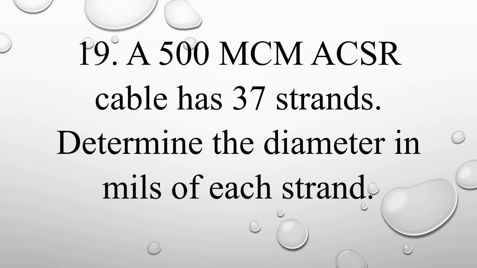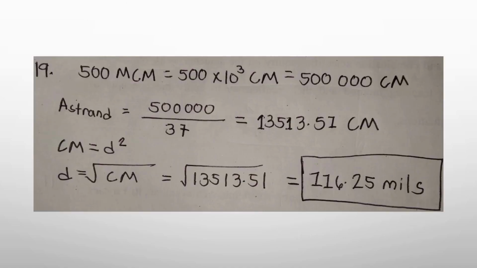A 500 MCM ACSR cable has 37 strands. Determine the diameter in mils of each strand. The only given in this problem is the 500 MCM and the number of strands, which is 37.